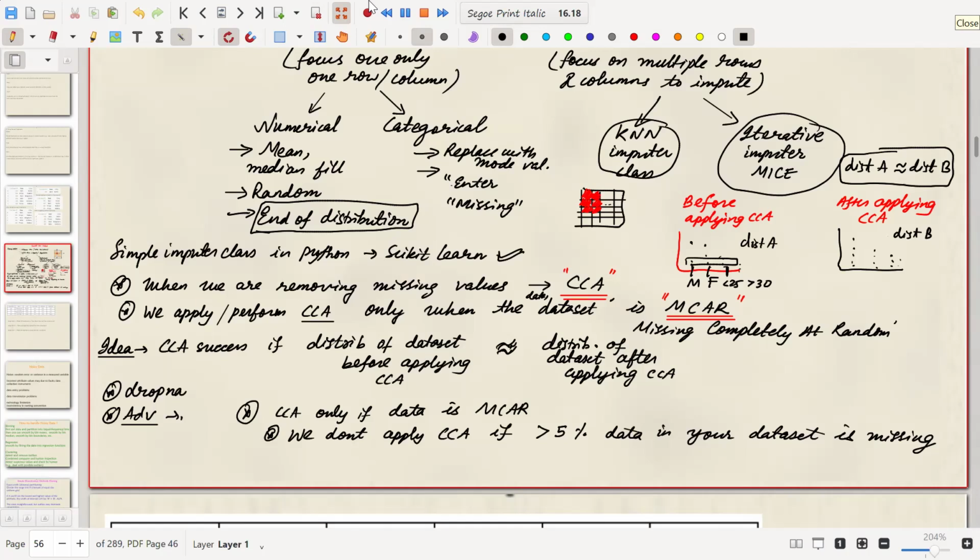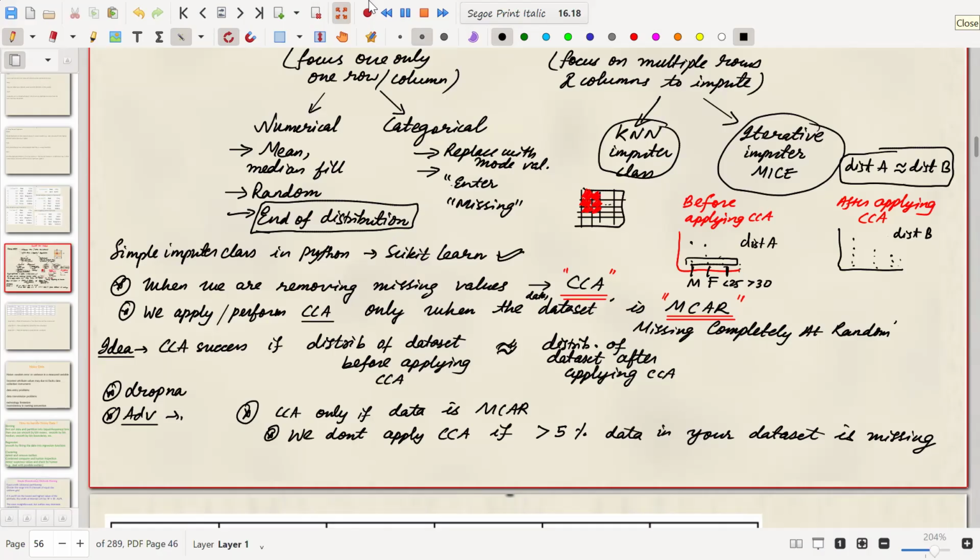We will apply CCA, and I will show you the distribution before applying CCA and after applying CCA, and we will see the two distributions merge with each other. If the distributions before and after applying CCA merge with each other, what does it mean? What does it mean?